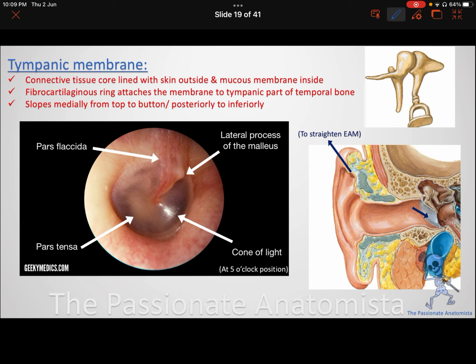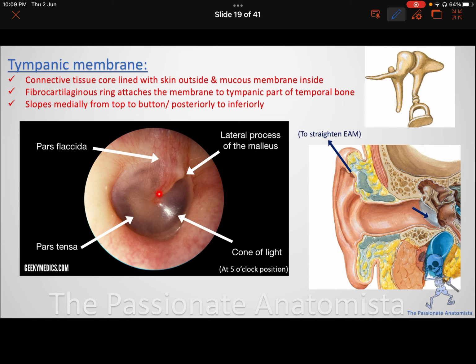This is showing how you, as an ENT physician, need to pull the auricle in a posterior superior direction in order to straighten the eardrum if you want to see the eardrum or tympanic membrane with an otoscope. If you do so, you're going to see a cone of light at the 5 o'clock position. This is a reflection of light. You're going to see a flaccid part on the top of the tympanic membrane.